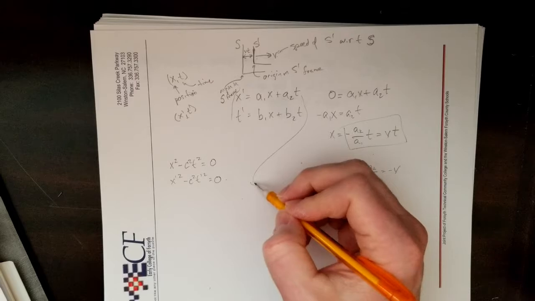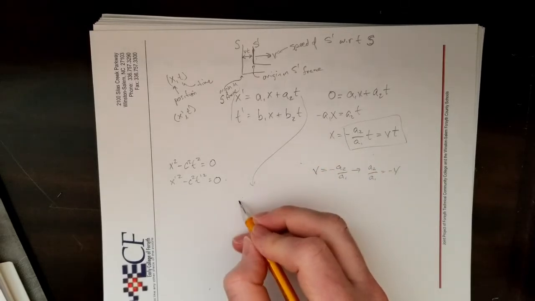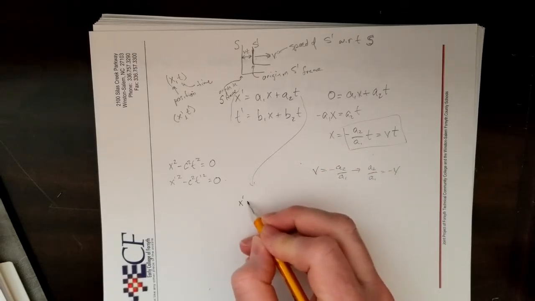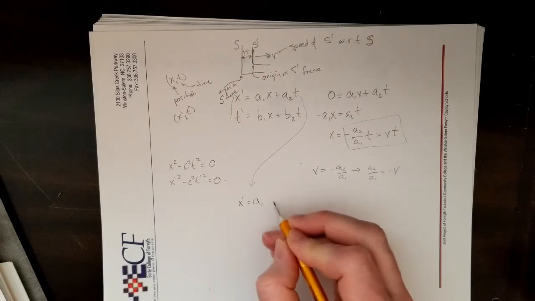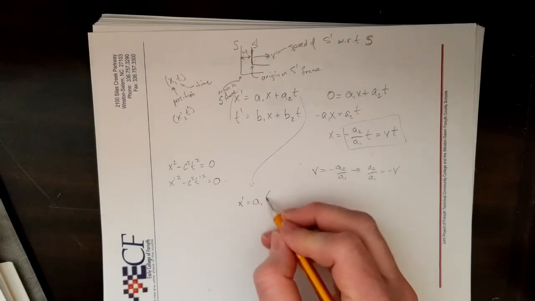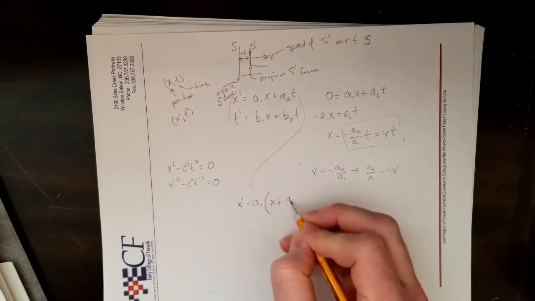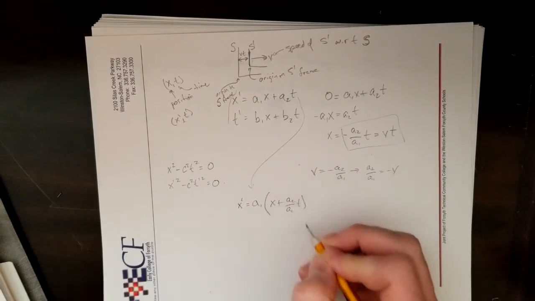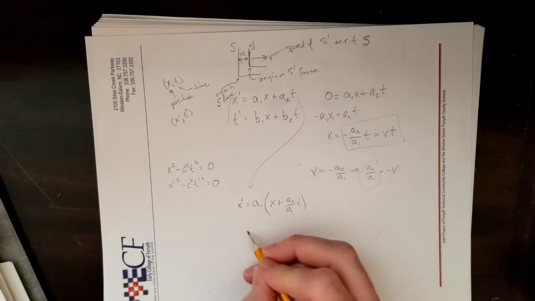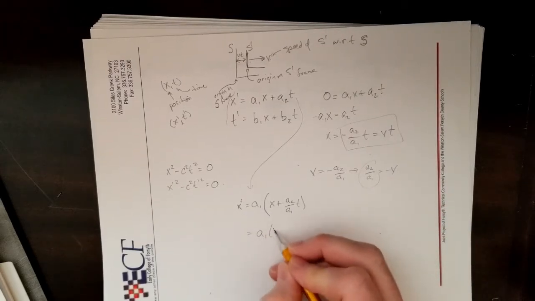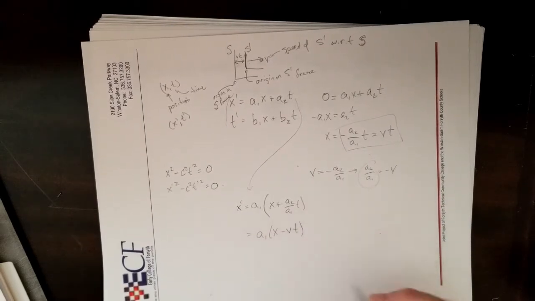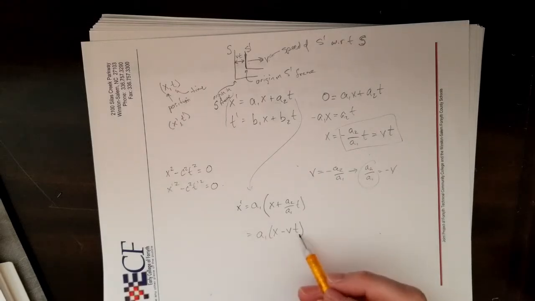Looking at this relationship here, we have x prime is equal to a1 times, actually I'm going to factor an a1 out. So I'm left with x plus a2 over a1 times time. I know what a2 over a1 equals, so this is equal to a1 times x minus vt. So the transformation between the two reference frames is x minus vt times some constant here.